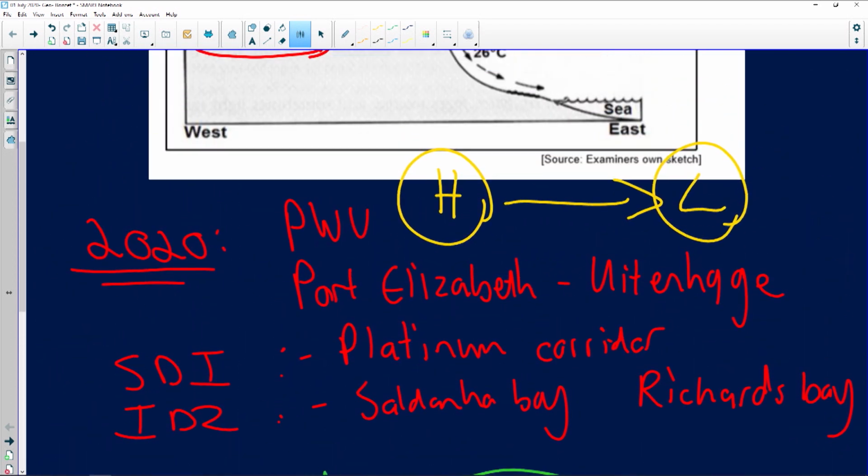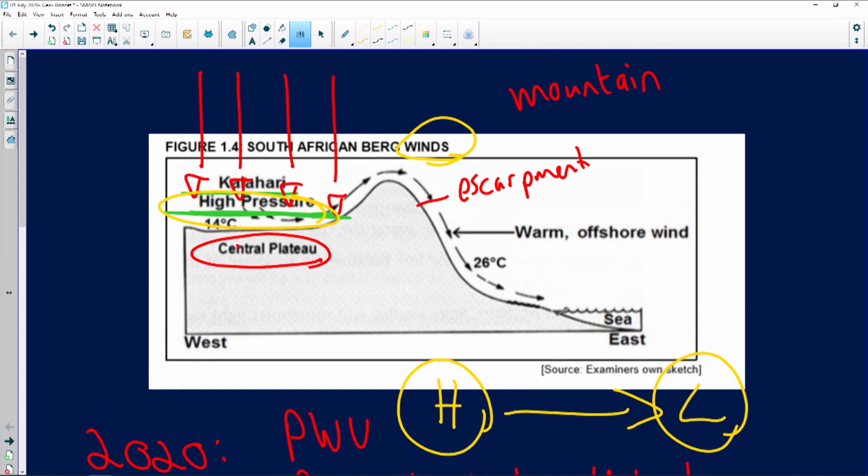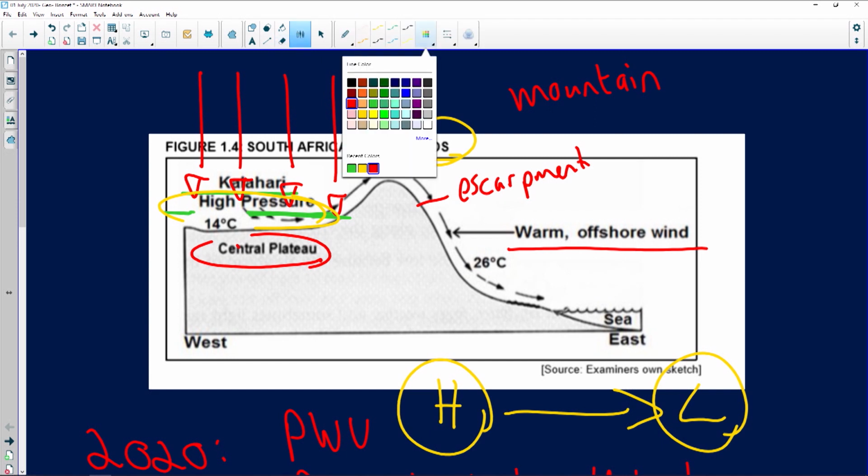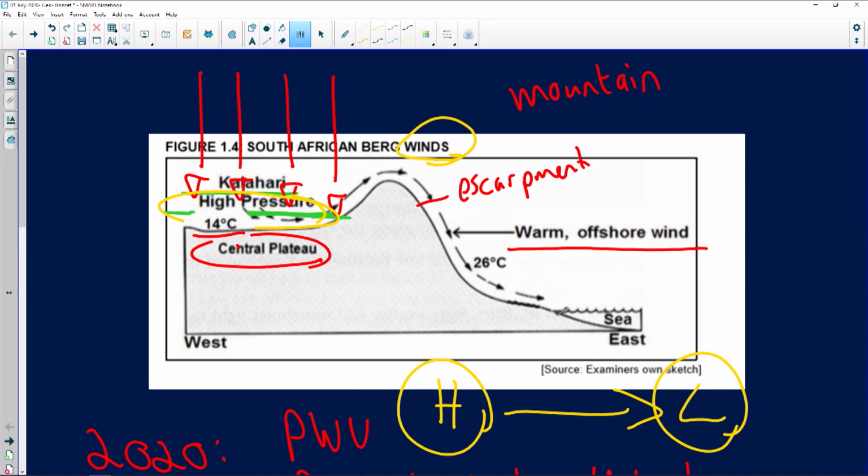Now let's just go back to our top diagram. They've mentioned warm offshore winds taking place. And they've given us a tip as well. I just want to clean my diagram a little bit over here. They gave us temperature. Okay. Temperature over here represents 14 degrees Celsius. But on the other side of the escarpment represents 26 degrees Celsius. And they've mentioned warm onshore winds.